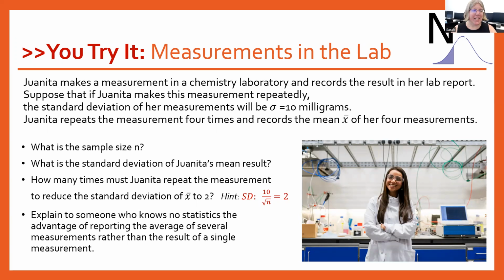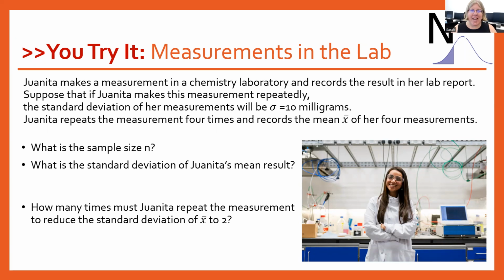All right, let's take a look at this. So the sample size n, this one trips people up sometimes because they spell the sample size out using letters rather than a numeral. So our sample size is going to be n equals 4. And then the standard deviation of Juanita's mean result based on those 4 measurements, we'll take 10 and divide by the square root of 4, our sample size. And so that gives us a standard deviation of 5.